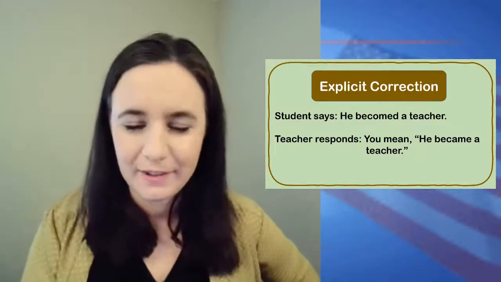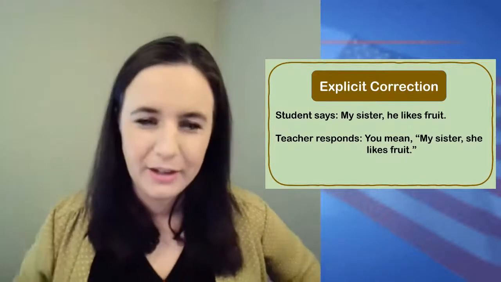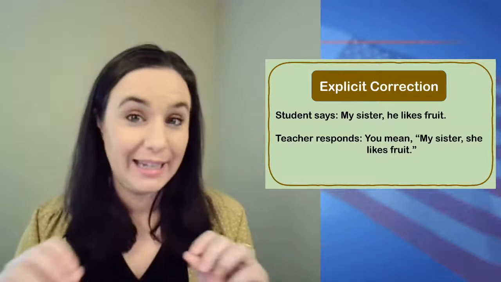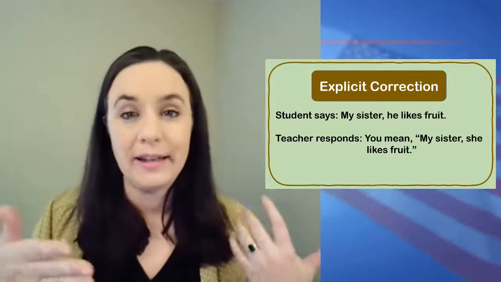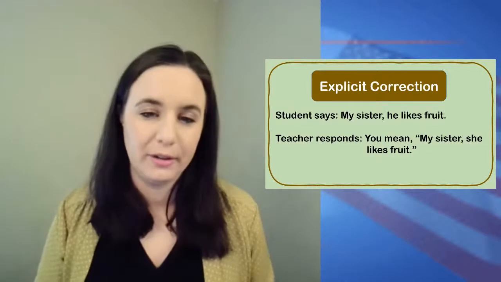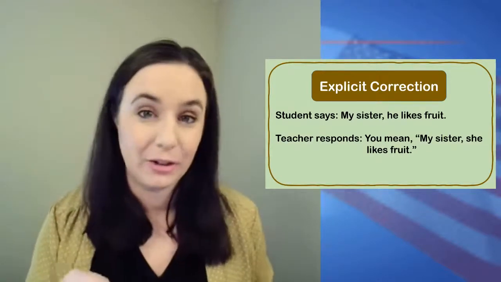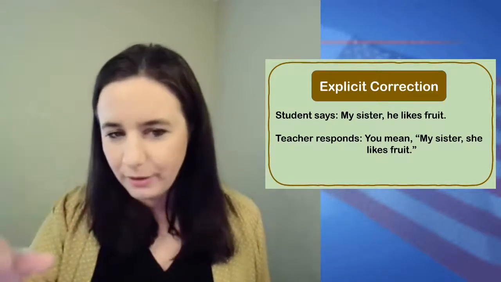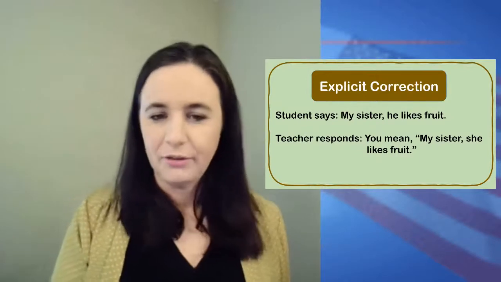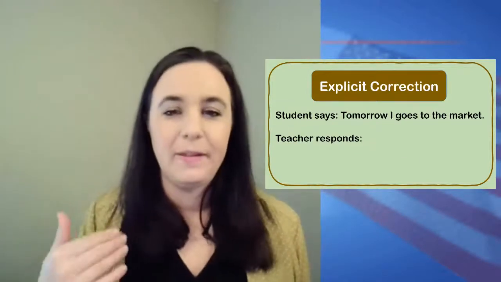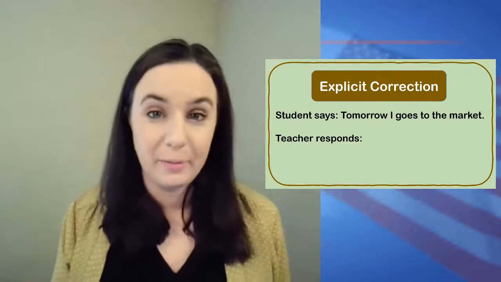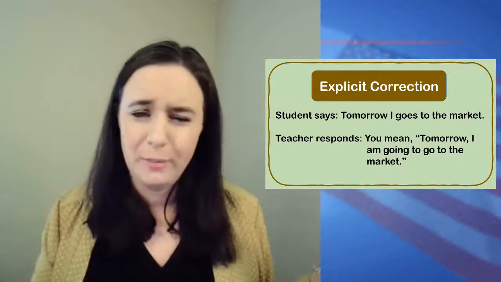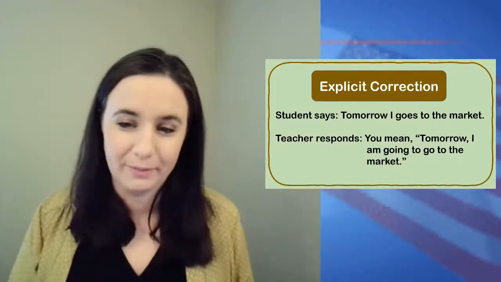All right, so let's look at this again. Another example. You're getting really used to these examples, I hope. So if the student says, "My sister, he likes fruit," if you are using explicit correction, as the teacher, you can say, "You mean my sister, she likes fruit." Again, you are pointing out the mistake, and you're giving them the correction. So I think you'll know how to do this one. If the student says, "Tomorrow I goes to the market," the explicit correction is going to look like this. It's going to be, "You mean tomorrow I am going to the market."